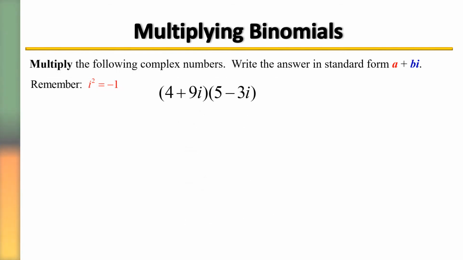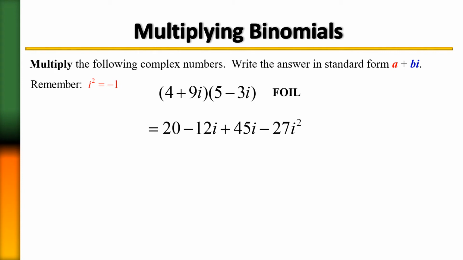Using FOIL, first, outer, inner, last. So once we use FOIL, first, outer, inner, last, we should have the following terms. Recall, every time you see i squared, you're going to replace it with -1. -27 times -1 equals positive 27.